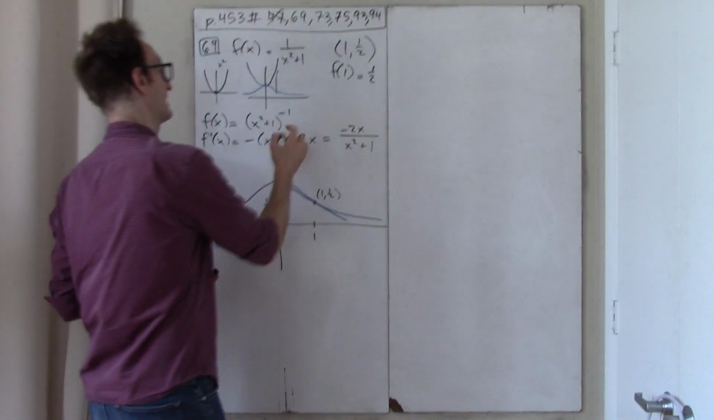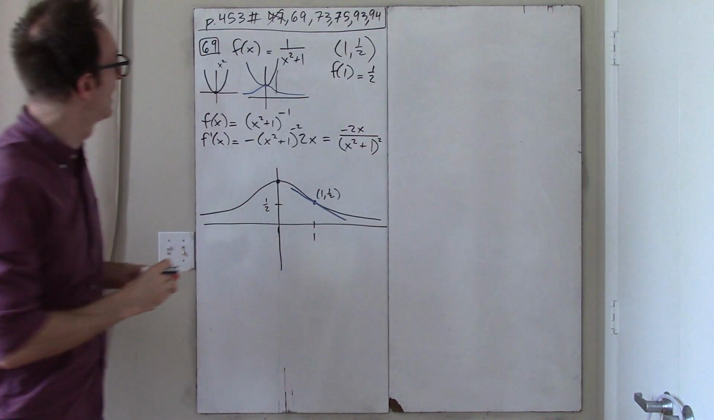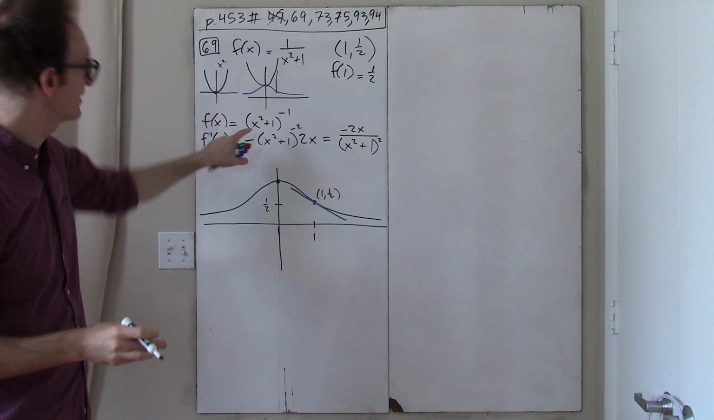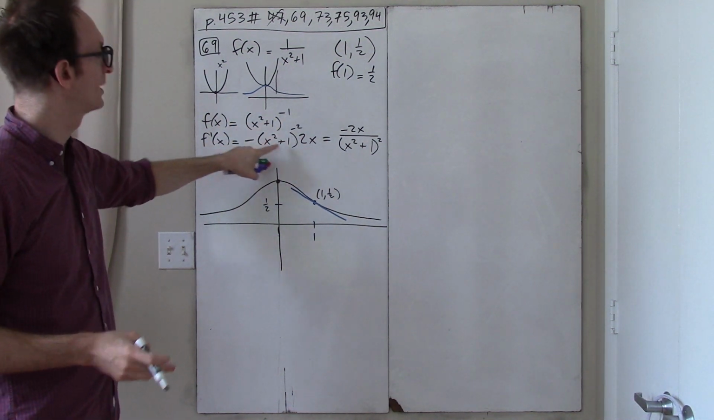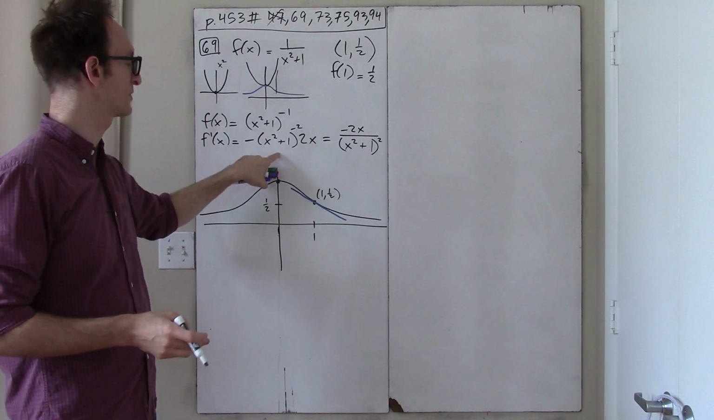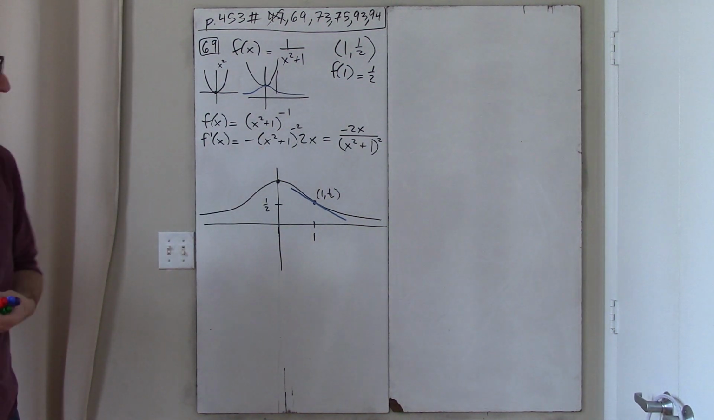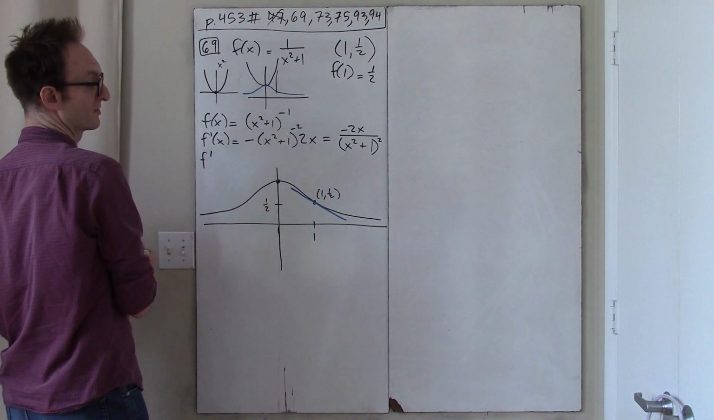Sorry, to the negative 2. That was all wrong, what I said. Let me double check that. The function is x squared plus 1 to the negative 1. The derivative of something to the negative 1 is negative 1 times something to the negative 2, back inside for the derivative of x squared plus 1, which is 2x. Yeah, that's good now.